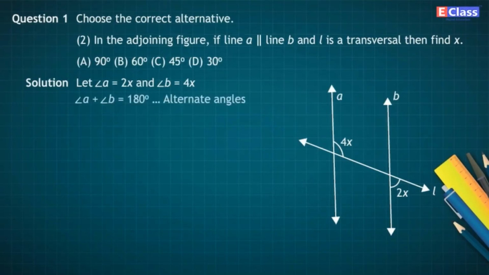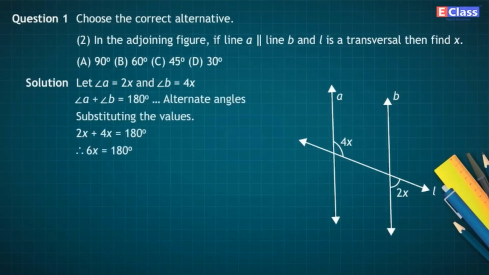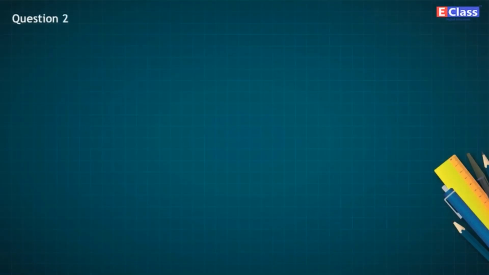Angle A plus angle B is equal to 180 degrees as they are alternate angles. Substituting the values, 2x plus 4x is equal to 180 degrees. Therefore, 6x is equal to 180 degrees. Therefore, x is equal to 30 degrees.